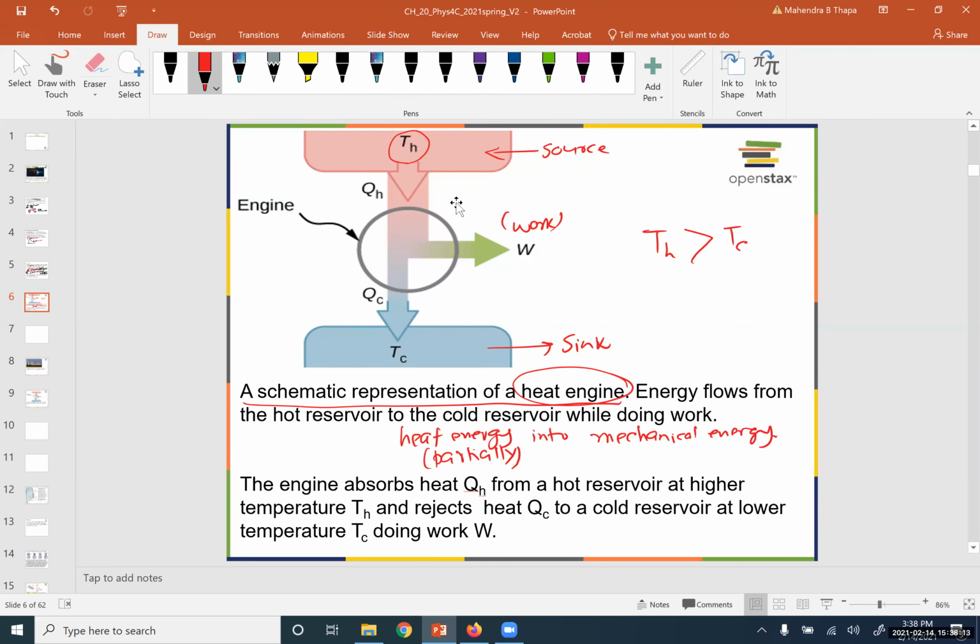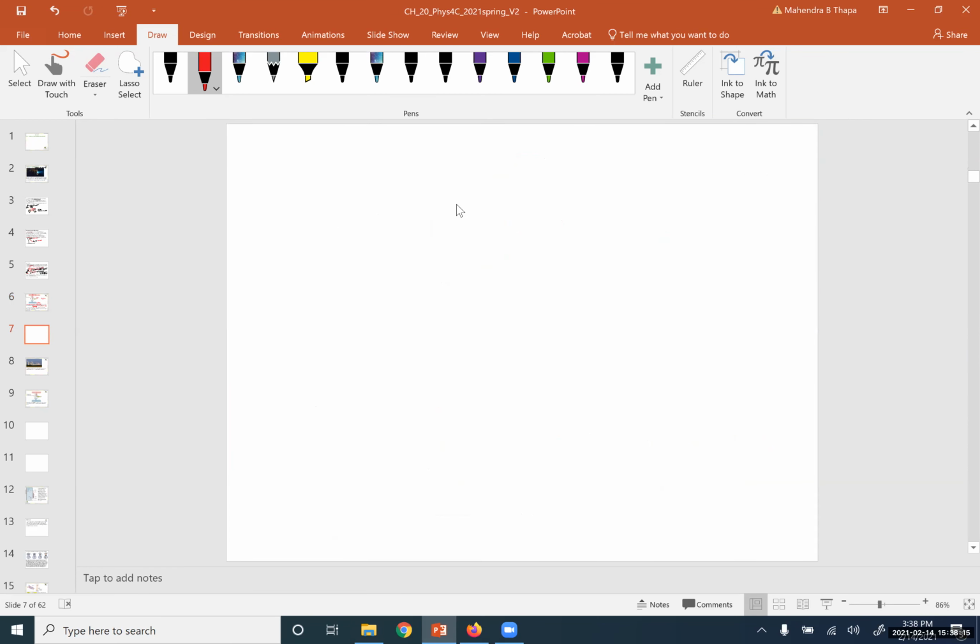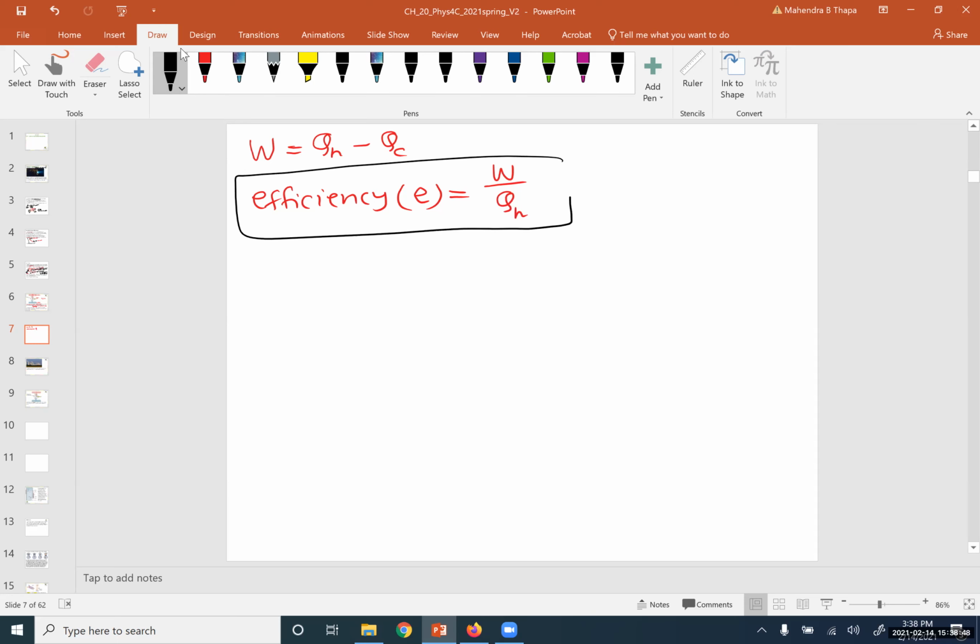So based on this picture, we can write this in equation form: the external work done W will be QH minus QC. This is the work. So we can define the efficiency, which I am representing by the symbol E here. This is the work done over the heat supplied, which will be QH. So we can use this equation to find the efficiency of any heat engine.